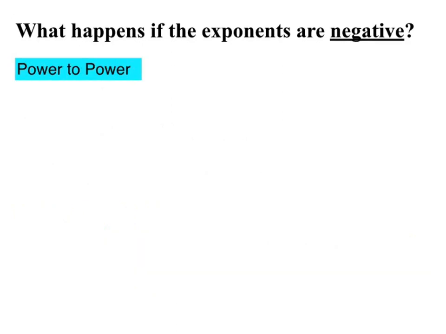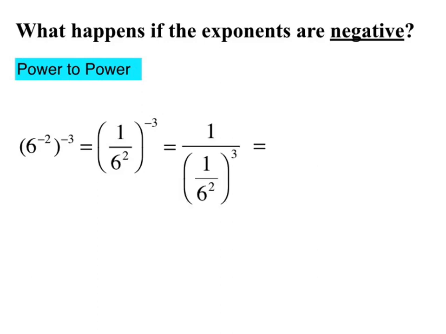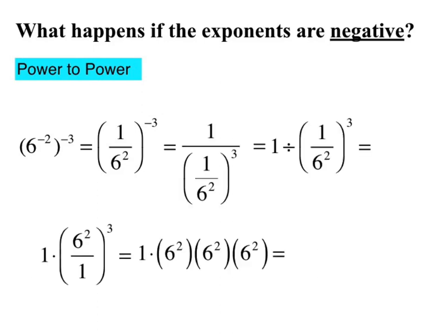And the same thing when we have a power to a power. Just because we have negative exponents does not change anything that we do. We multiply the exponents. This is the long way of getting there. But using the rule or the property, we could have gotten to the fact that it is 6 to the 6th power much, much faster.